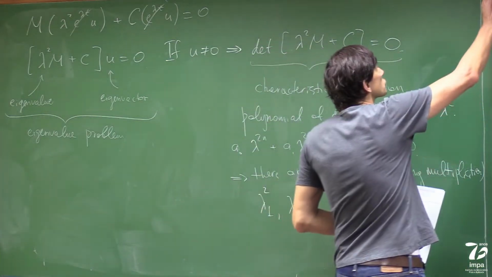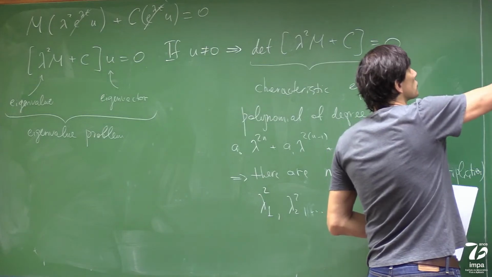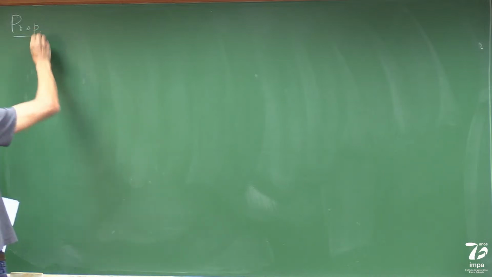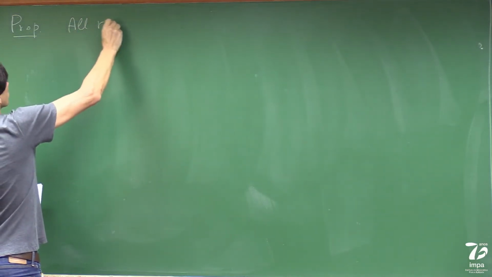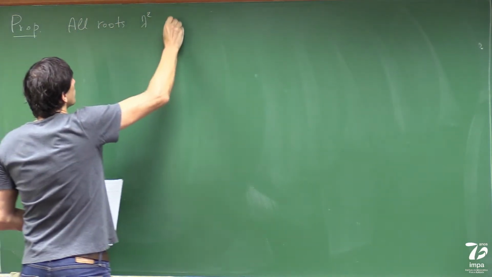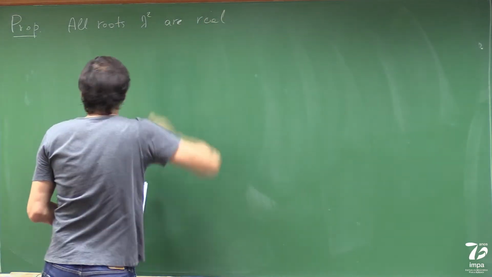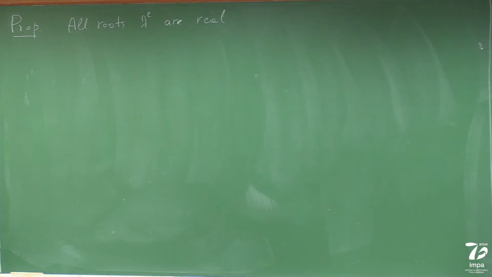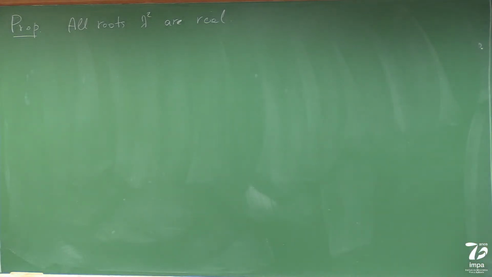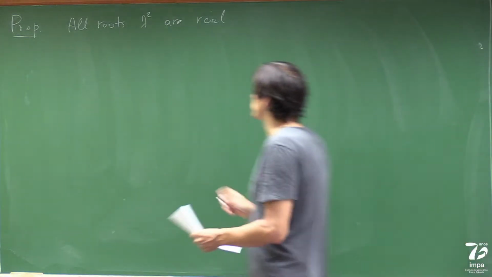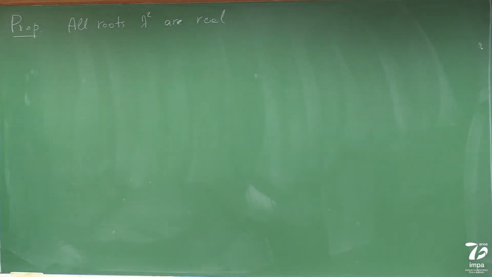First thing that we will show, and that's not a general property, it's just a property of this system. So let's prove a proposition that all roots lambda square are real. We said from the beginning that they're complex. Well, if lambda square are real, it does not still mean that lambda is real, right? Because if lambda squared is negative, lambda is imaginary. But we show that the squares of lambda are real. So let's prove them.